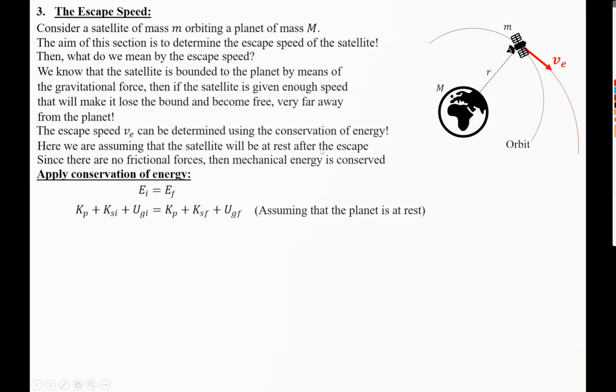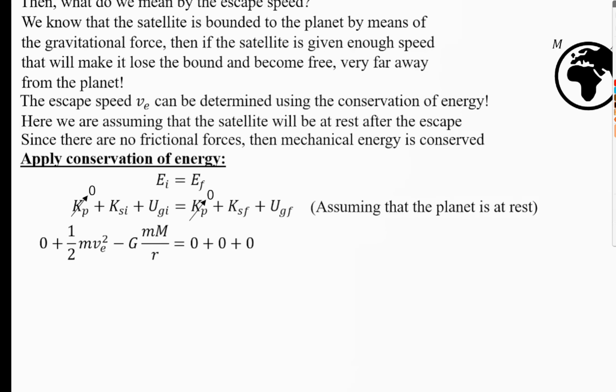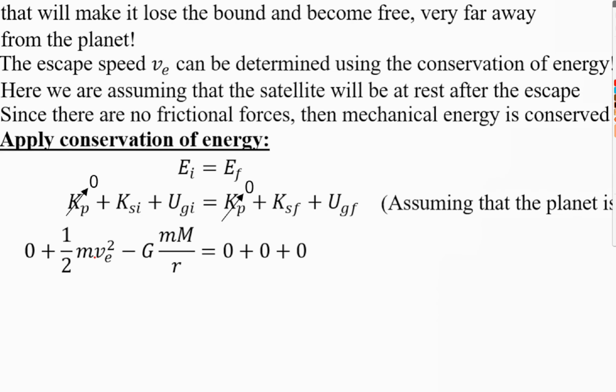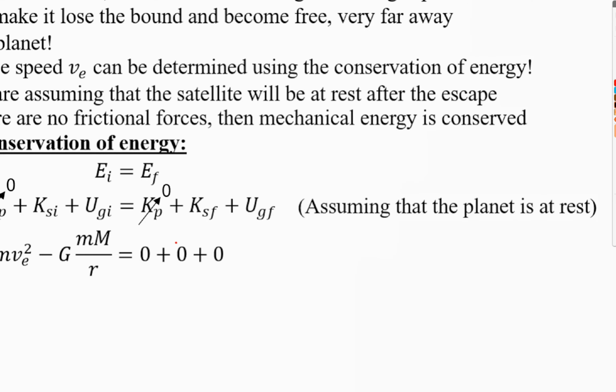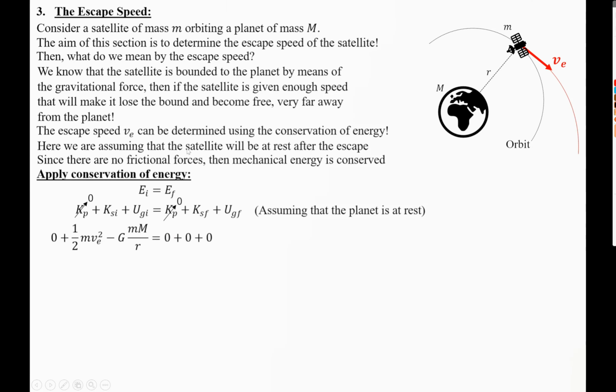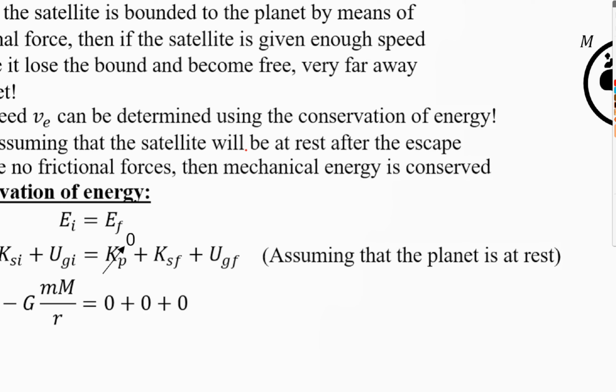Now, assuming that the planet is at rest, then the kinetic energy of the planet in both initial and final state is 0. Now, the initial kinetic energy of the satellite would be given by half m vE squared. What does vE represent? It is the escape speed that has been injected initially to the satellite in order to make it escape. And because it will escape, then the final kinetic energy of the satellite would be 0, as given here.